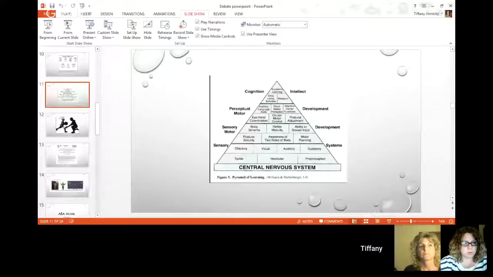So if you look at the top of the pyramid, you'll see there's going to be academics. So reading, writing, math, you're going to see spelling, you're going to see speech, and all of that is above the sensory systems. With those sensory systems below, the child is going to be struggling in those academic areas above. So it's important that we find a way to build up the processing and kind of coordinating our sensory systems.